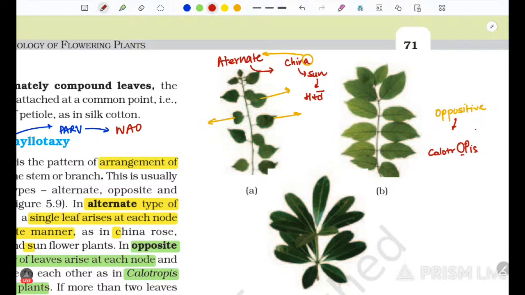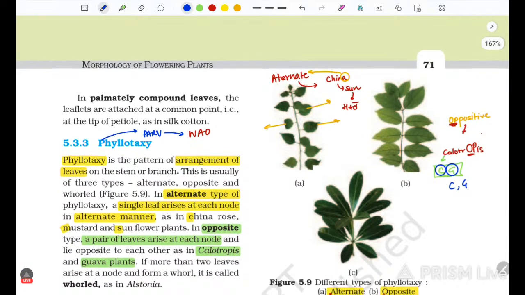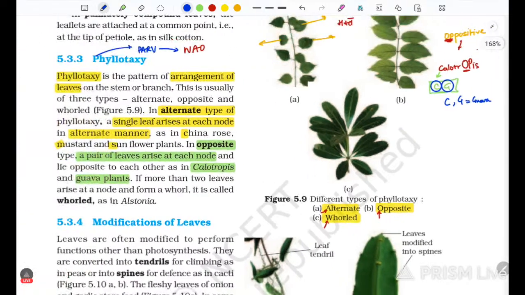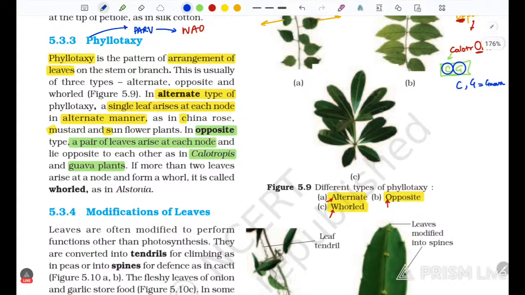Okay, so calotropis, opposite has got op, और अगर आप ध्यान से देखो तो सी और जो जी है वो एकदम सेम दिखते हैं, है ना। जो सी लेटर है और जो जी लेटर है वो एकदम सेम दिखते हैं, और क्योंकि सी और जी सेम दिखते हैं तो हमें कैलोट्रोपिस को और सी और जी को जो है वो एक साथ कर देना है। सो सी फॉर कैलोट्रोपिस हो गया, जी फॉर क्या हो गया, जी फॉर हो गया गुआवा। ओके, तो कैलोट्रोपिस एंड गुआवा जो है वो एकदम सेम दिखते हैं। अच्छा, अब वर्ल्ड का क्या मतलब होता है?